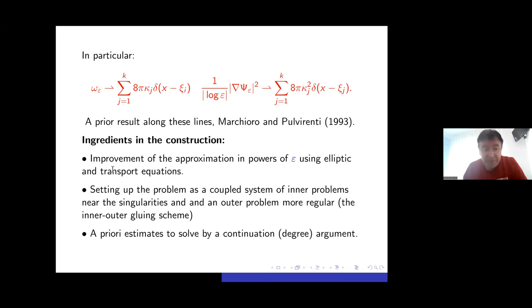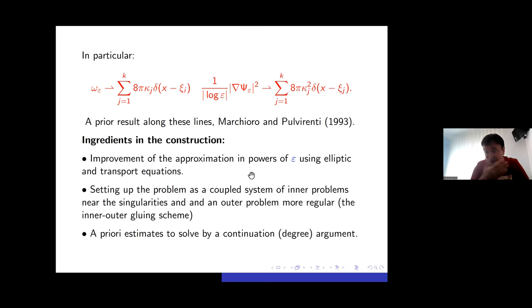Okay, so the construction is technical. However, for us it was very interesting because we come from a world of singularly perturbed problems, but in general elliptic or parabolic. However, the type of methodology that we use applies quite well here. And it consists more or less roughly of the following steps. So first we find an improvement of the approximation in powers of epsilon, using a combination of elliptic and transport equations, which is natural because of the Euler setting.